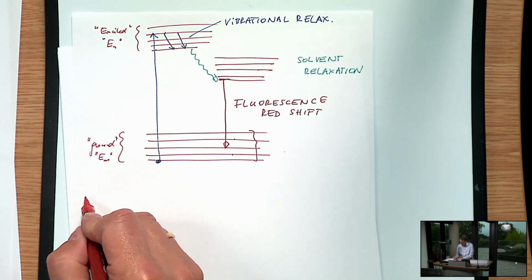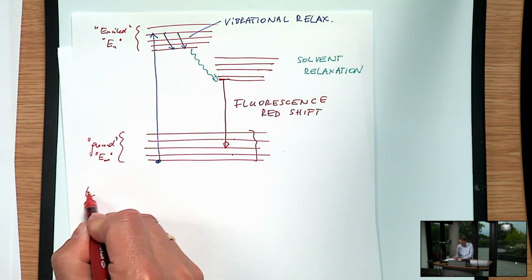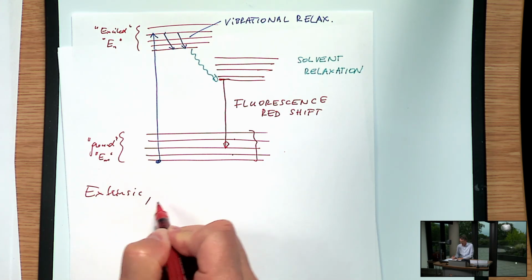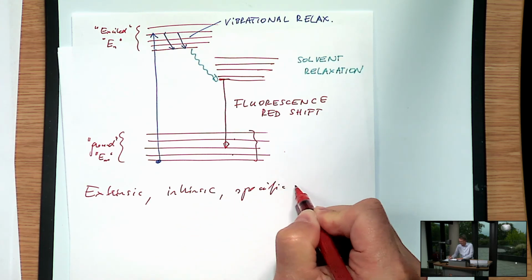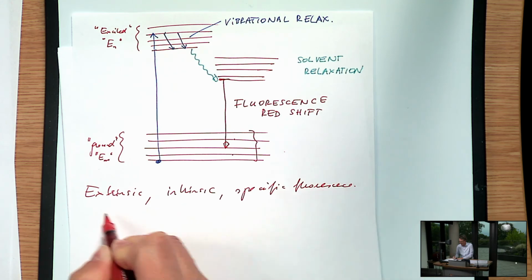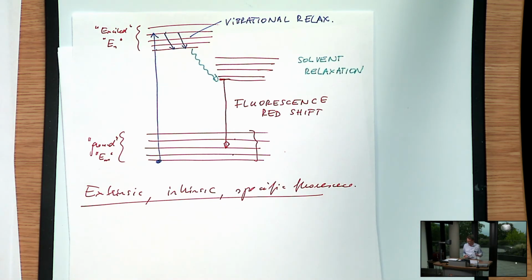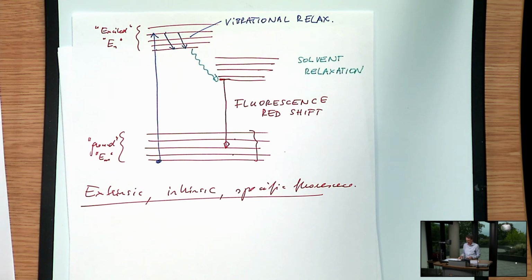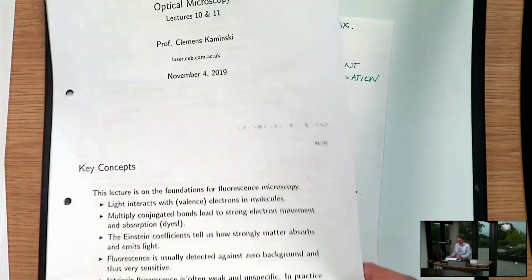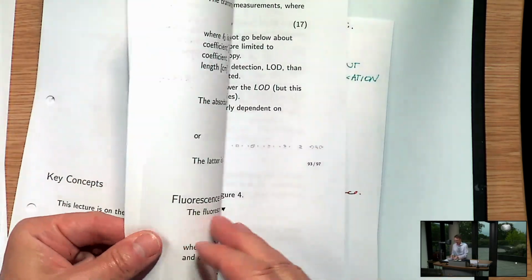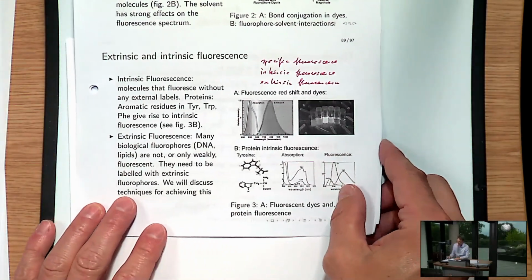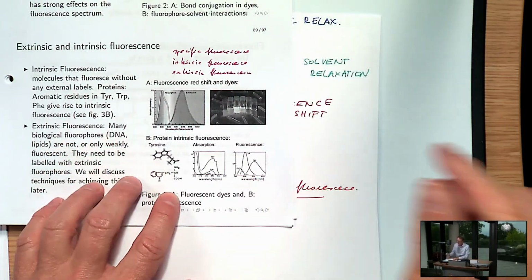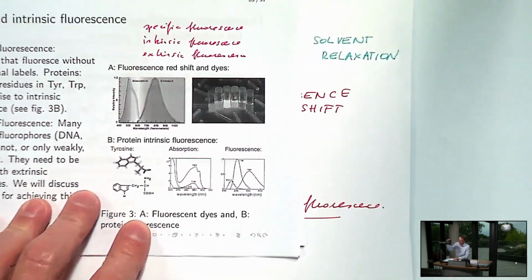So finally, I'd like to discuss the concept of extrinsic, intrinsic, as I've promised, and specific fluorescence. Let me just open my lecture notes for this. This will be on page 88 in the notes. So here are the notes. Let me just make this a little bigger here.